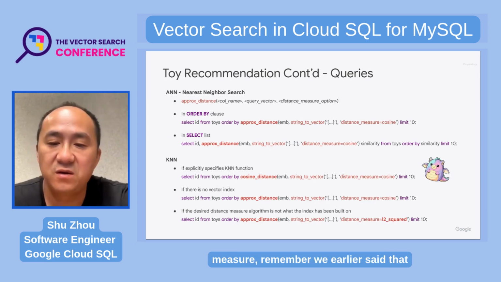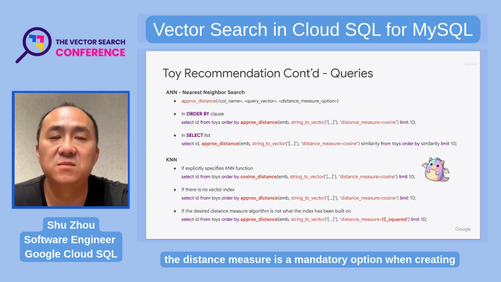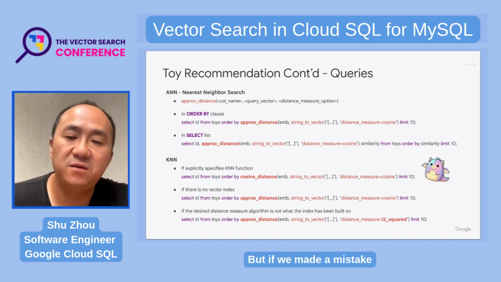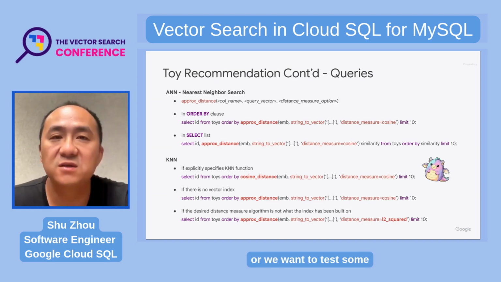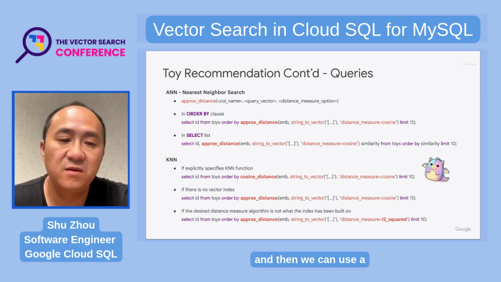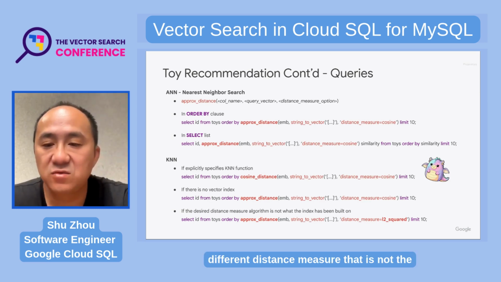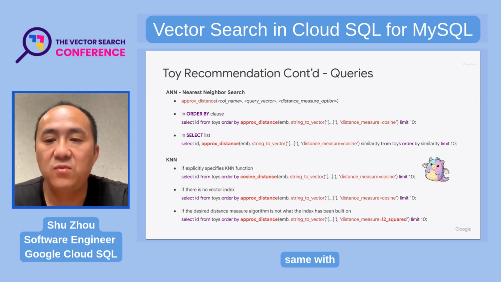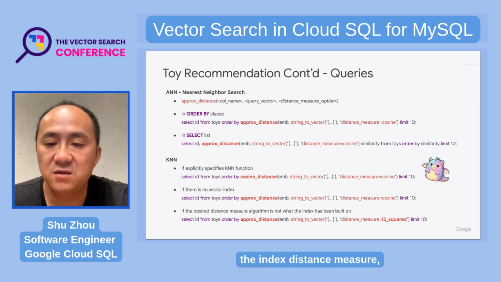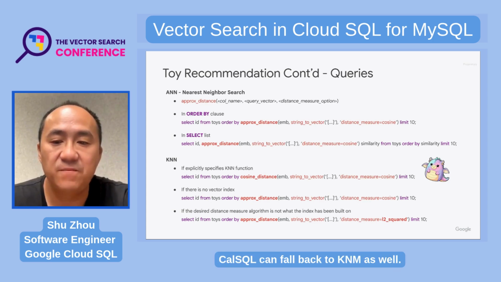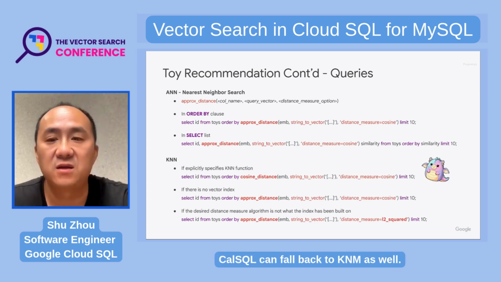Remember, we earlier said the distance measure is a mandatory option when creating an index. But if we made a mistake, or we want to test some different distance measure, we can use a distance measure that is not the same as the index distance measure, and in that case, Cloud SQL can fall back to KNN as well.